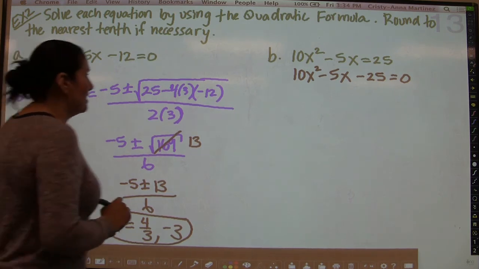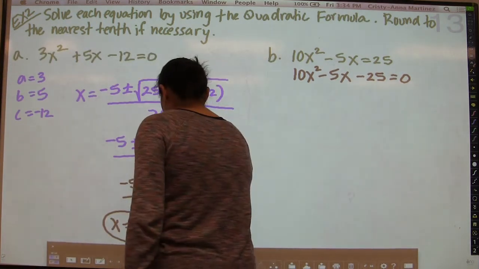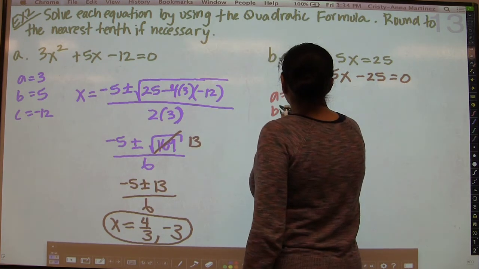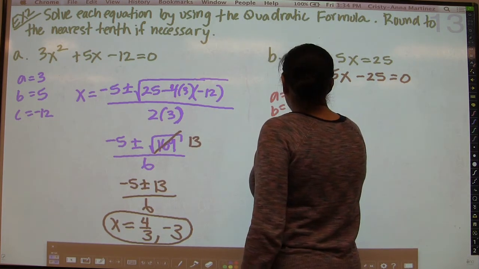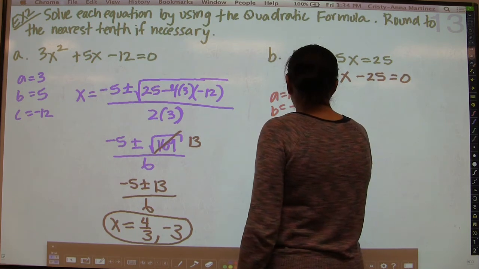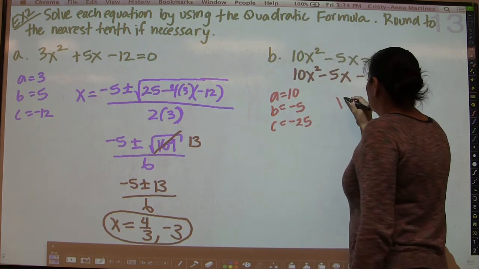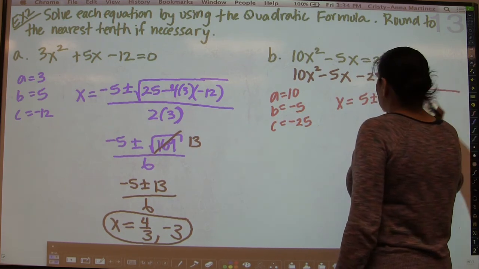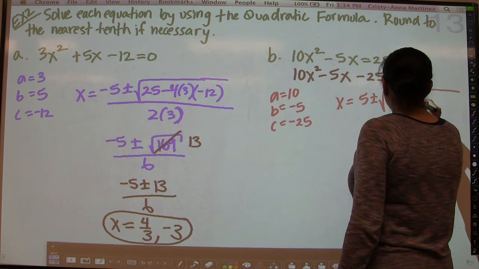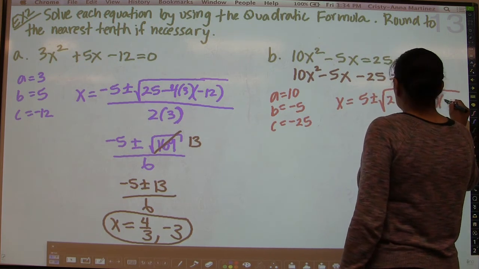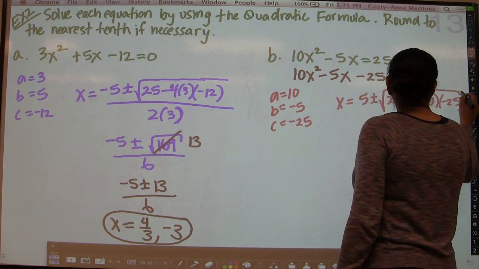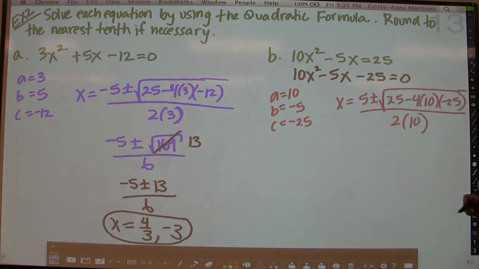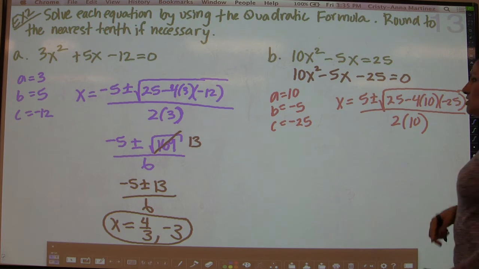All right, so now we're going to do the exact same thing over here. And our A value this time is 10, B value is negative 5, and C value is negative 25. So we're going to say x equals negative b plus or minus radical b squared minus 4ac all divided by 2a.